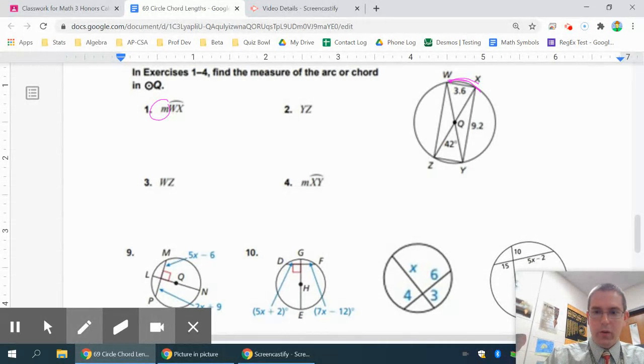If this is a 42-degree angle here, then the one across from it is also a 42-degree angle, and the central angle is equal to the arc, so that means that is 42 degrees. So that is your answer for number one.